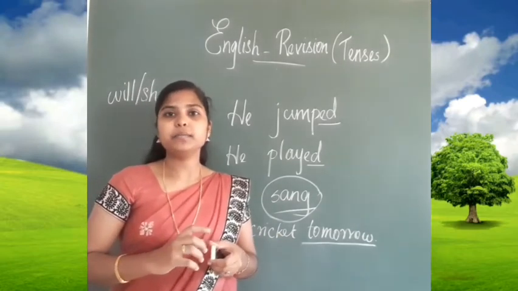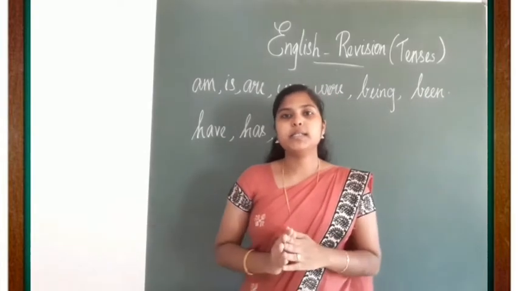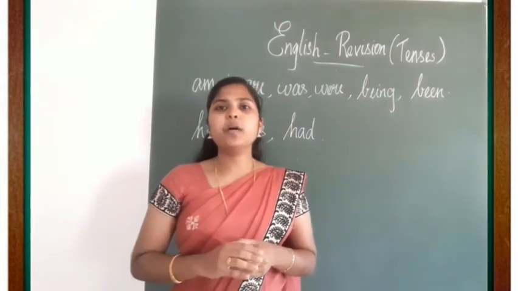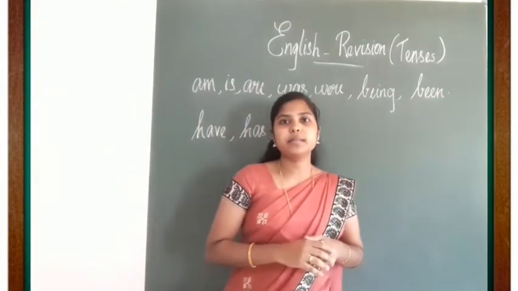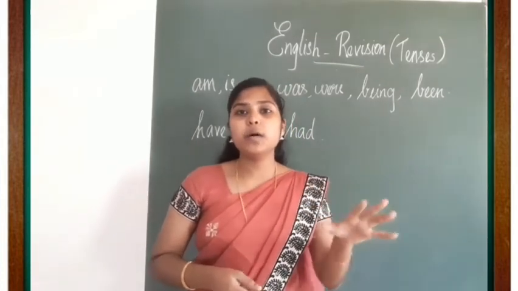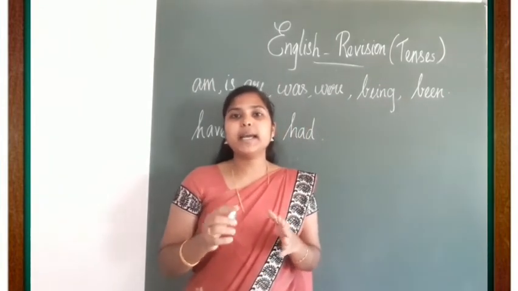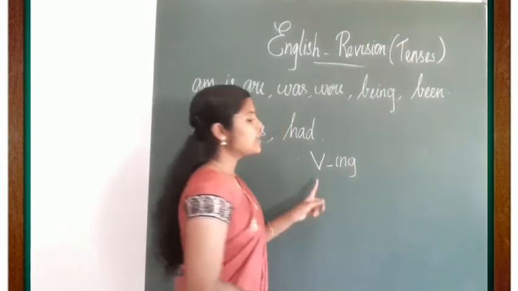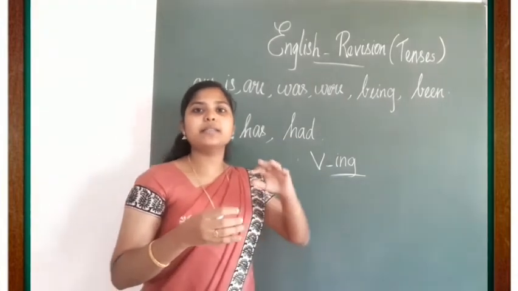Is that clear? Now let's see about progressive tense. Progressive or continuous. Present progressive, past progressive and future progressive. Progressive means an ongoing activity. An activity that is in progress. That is going on. Okay. Any activity that is going on, that is an ongoing process. It is in progress. Then it is the tense which is indicating an ongoing process. How can we identify that? Verb plus ing. So this ing is indicating that the particular action is going on.